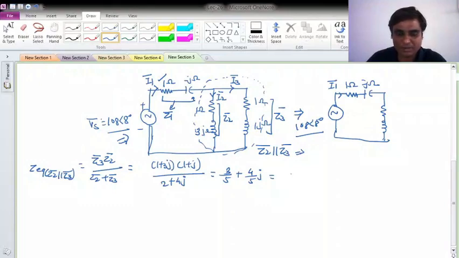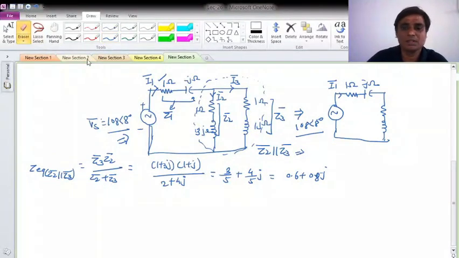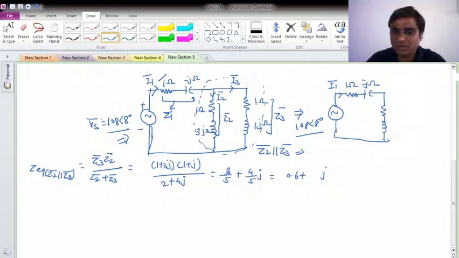J is the imaginary part, which comes out to 0.6 plus 0.8j. These are my answers. They may be wrong. You can verify by your own calculations. Okay, I'll just tell you the procedure for how we can go about the power analysis.